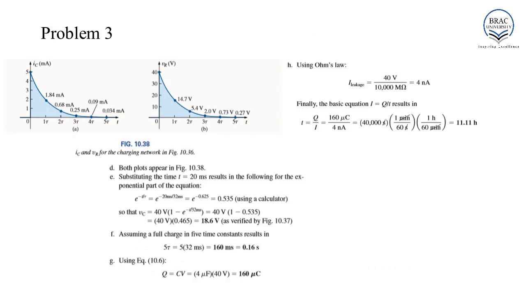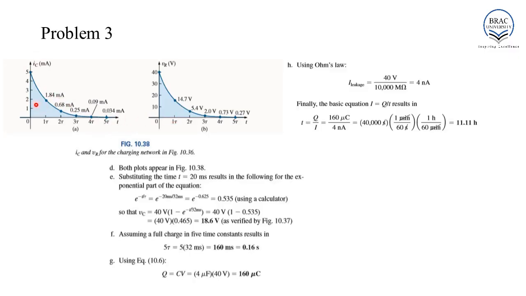The graphs for IC against t and VR against t will look like this. Substitute the values t equals 1 tau, t equals 2 tau, and t equals 3 tau in the expression for IC, and these are the values that you will get. Plot these values and this is the graph that you will obtain. The same thing goes for VR.